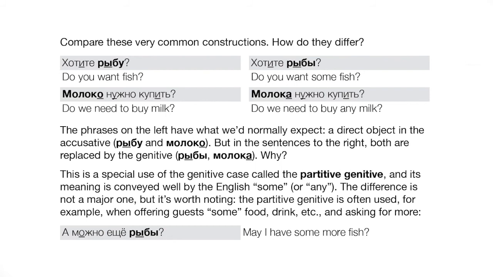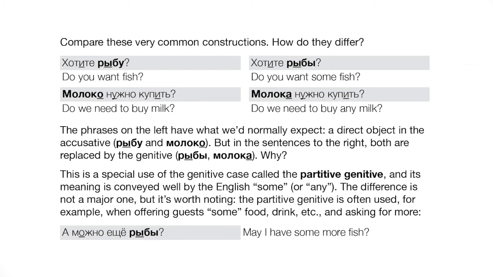Maybe the most common little construction you see this with is with еще, right? Еще, you're asking for still of something, right? Some more of something, literally still of something with the partitive genitive. А можно еще рыбы? Right? That's a nice little way to ask for more fish. Can I have more fish?